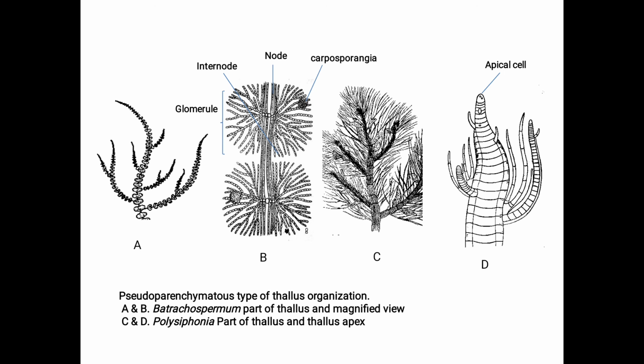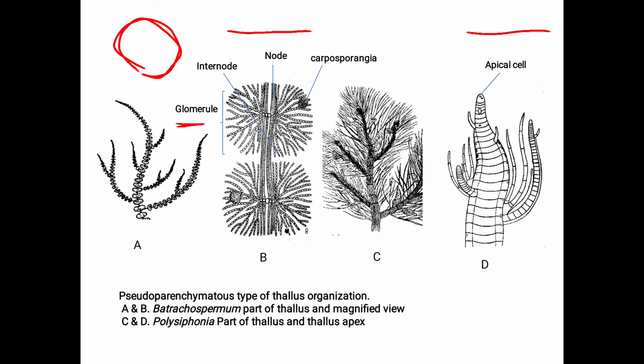See the diagram here. A and B belong to Batrachospermum, whereas C and D belong to Polysiphonia. These are enlarged forms where we can see the presence of node, internodes, glomerule and carposporangia. The glomerule is nothing but a cyme that is condensed into a head-like cluster.